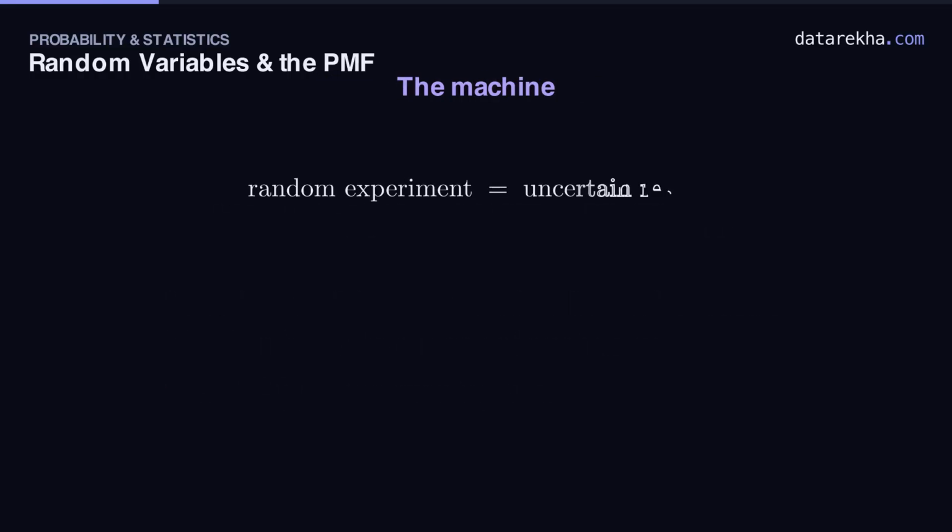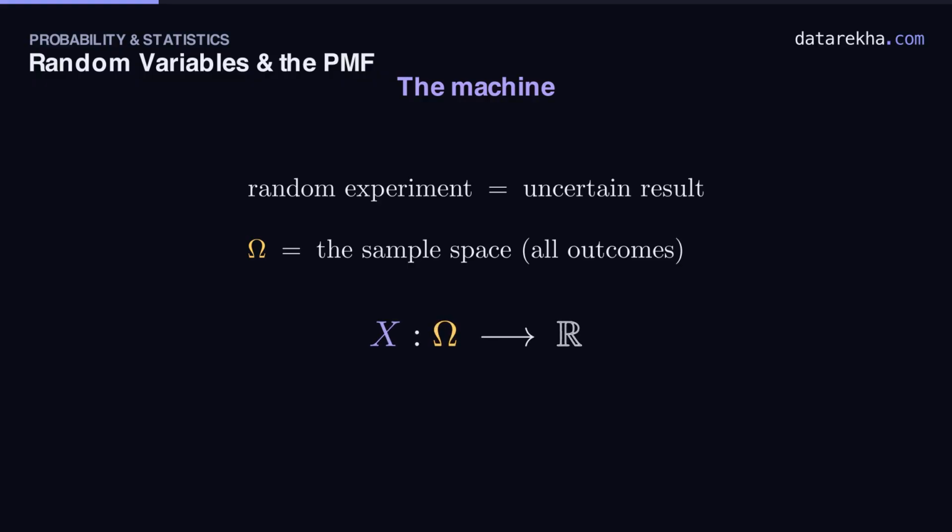Let's pin down the vocabulary first. A random experiment is anything with an uncertain result. Tossing coins, rolling dice. The set of every possible outcome is the sample space, written with a capital omega. And a random variable is a machine. Feed it an outcome from omega, and it hands you back a real number. We usually name it with a capital X.